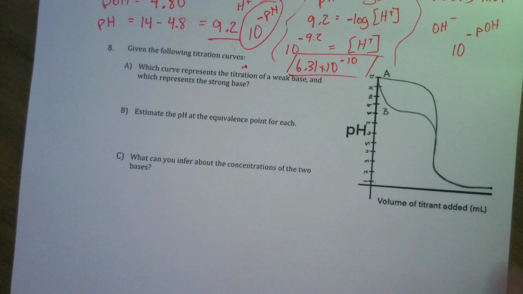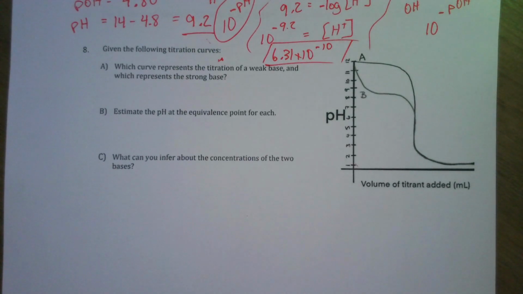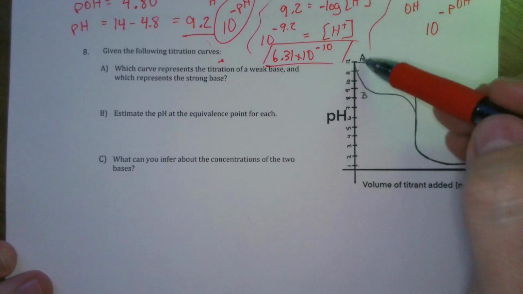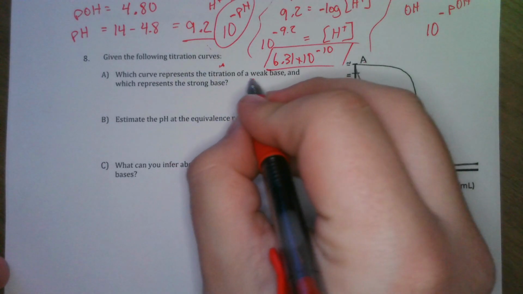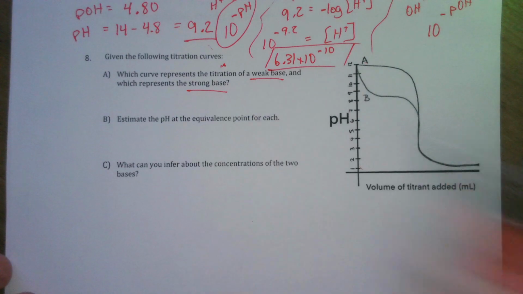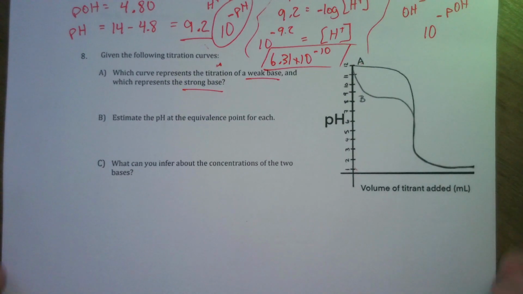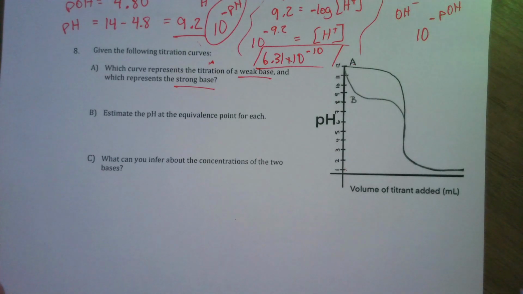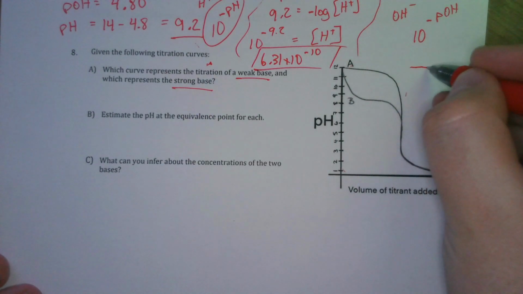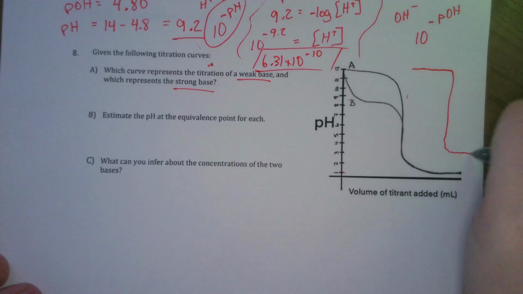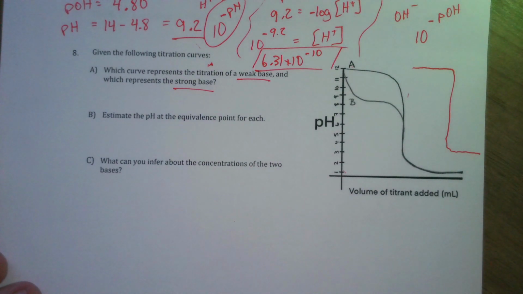A few more questions. Number 8. Given the following titration curves, so here are two curves, A and B, which curve represents the titration of a weak base, and which one represents the strong base? So the easiest way to tell is just looking at symmetry and how nice and symmetric the curve looks. If you look at A, it has this really nice uniform shape. It goes over really flat, sharply down, and then really fast down, right?